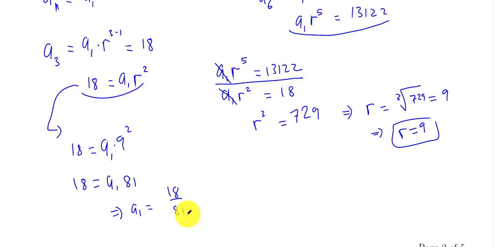We can simplify this one by dividing top and bottom by 9. That gives me 2. 9 times 2 is 18, and 9 times 9 is 81. So 2 over 9 is my a1, right? This is my a1.